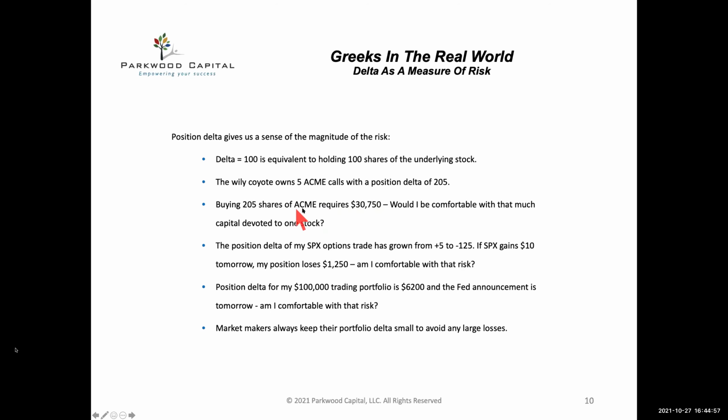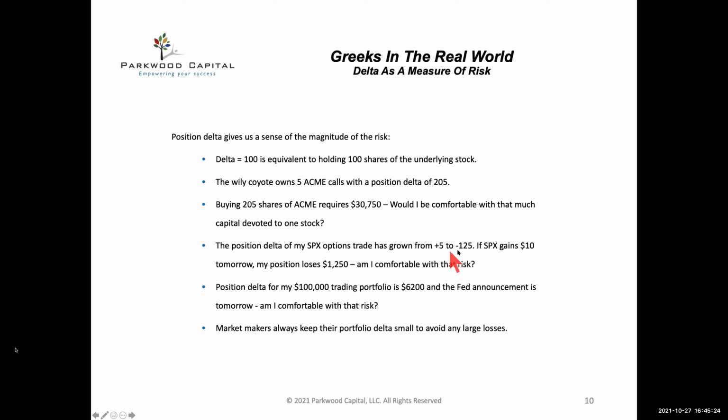Well, 205 shares of delta would cost over $30,000. Now, the question here, and the reason this becomes relevant, is if you have a position that has a delta of 205, are you comfortable having that much risk in effect? Because think about the risk if you had 31,000 invested. So that's one way to look at delta, and it helps you think about your risk.